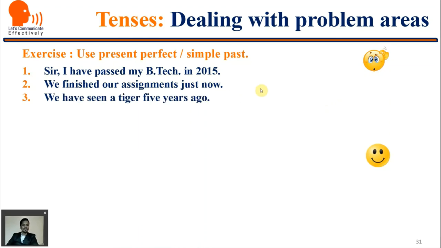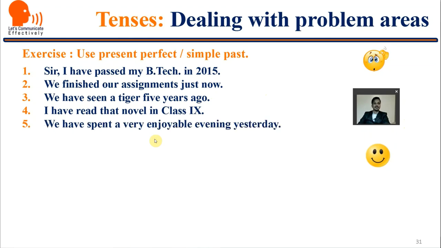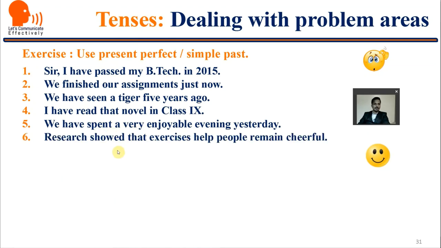Okay. Third, we have seen a tiger 5 years ago. Okay. Fourth, I have read that novel in class 9th. Fine. Ready? And fifth, we have spent a very enjoyable evening yesterday. We have spent. Is it fine or do we need to change? Because we are talking about the evening yesterday. All right. And the sixth one, research showed that exercises help people remain cheerful. Ready? Let us see the keys.